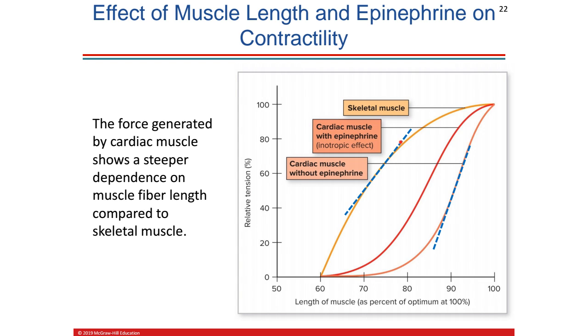There's a curve here, but simply the slope of this curve is less steep for regular skeletal muscle compared to cardiac muscle. And then here we can see with epinephrine, if we add epinephrine and do this experiment again, then this whole curve for cardiac muscle is shifted to the left. This means for any given length, there's going to be an increase in the amount of force generated. And again, that's consistent with what we've been discussing with epinephrine. It increases contractility, and epinephrine is a positive inotropic agent.